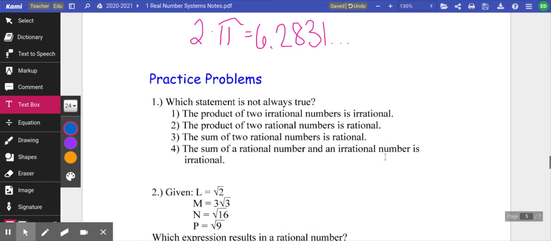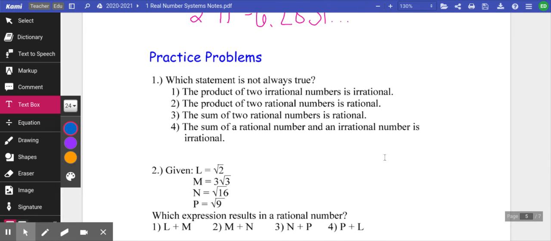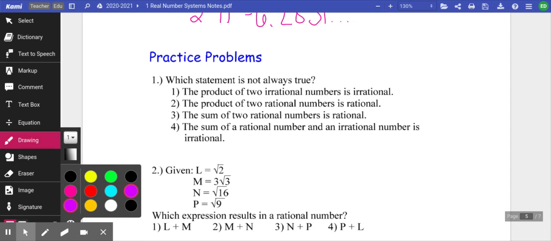So right here, practice problems, and I'm going to go through these. Which statement is not always true? This is exactly what I was saying. They're always going to go back to it. It's not always true. What is false? It's the statement that talks about the product of two irrational numbers. You're always going to jet to that example. The product of two irrational numbers is irrational. That's false. So that's the one that's not true. I can also state that it would be rational. We proved that up top.